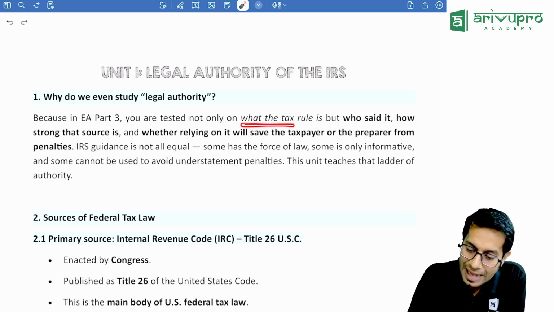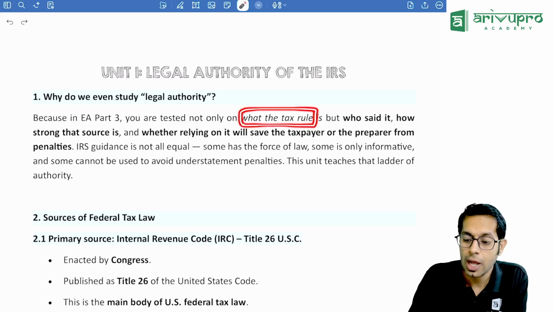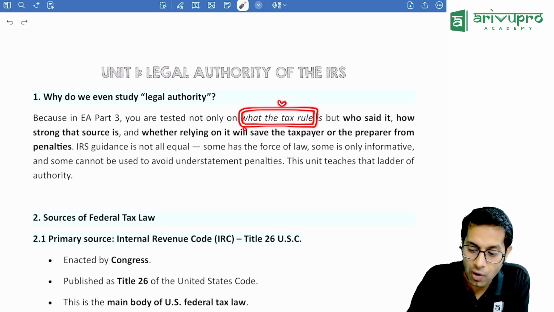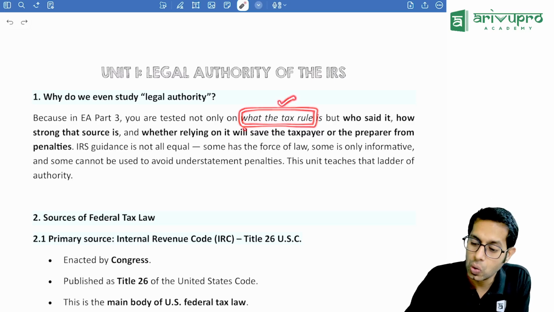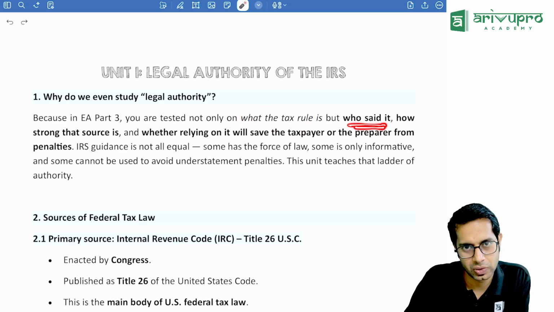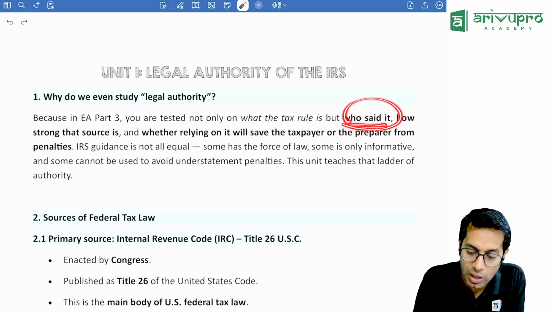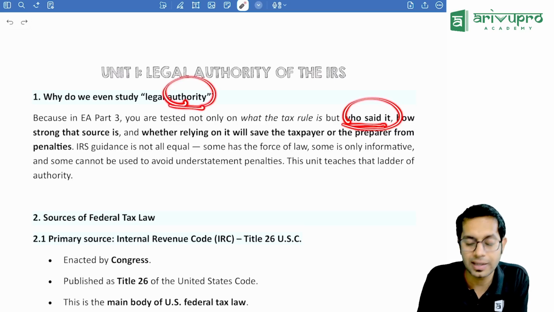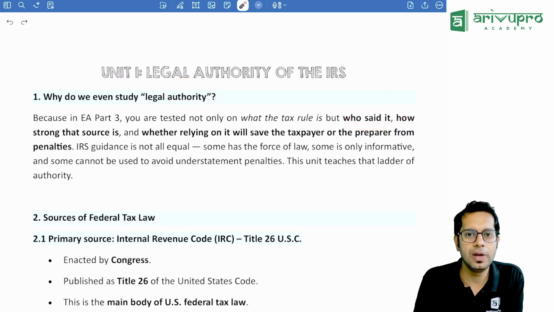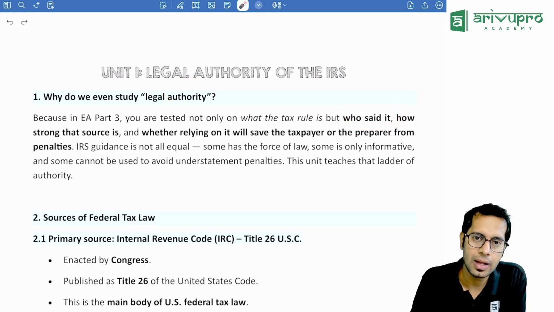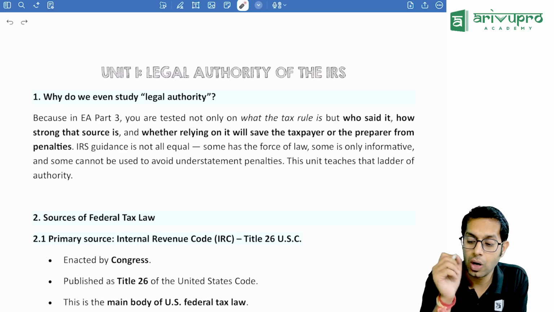So we know there is a tax rule. We know that there is a tax rule, but whether I should follow it or not depends on who is saying it. Once I know the authority who has made that rule, the weightage of that rule will increase. Whether to follow or not will depend on who is saying it.